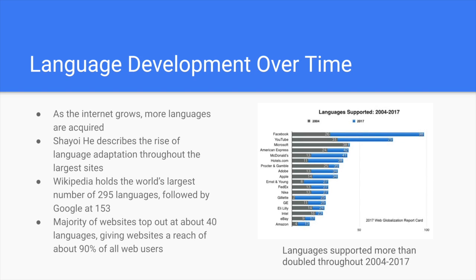So, evidently, as the internet grows and continues to develop, more languages are going to be acquired. Sheo describes the rise of language adaptation throughout the largest sites. And it's documented that Wikipedia currently holds the world's largest number, topping out at 295 languages, followed by Google at 153. Now, obviously, those are enormous collections of languages, but the majority of websites reach about 40 languages, giving websites a reach of about 90% of all web users.